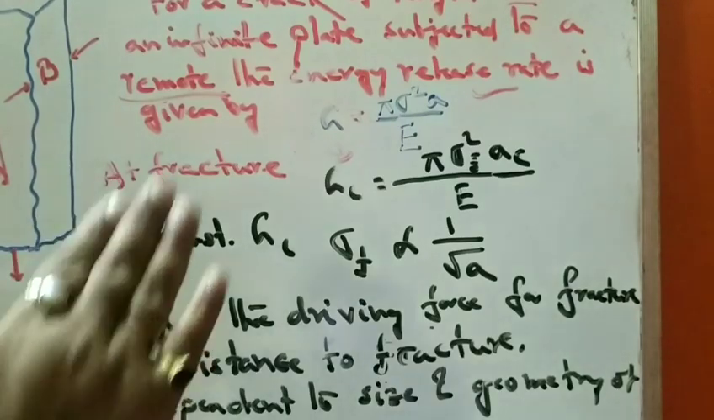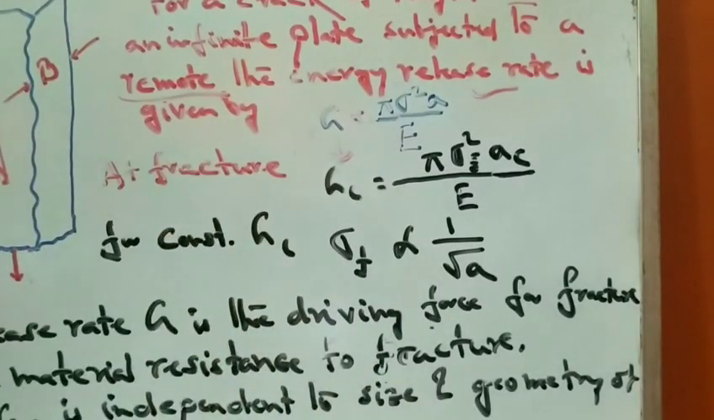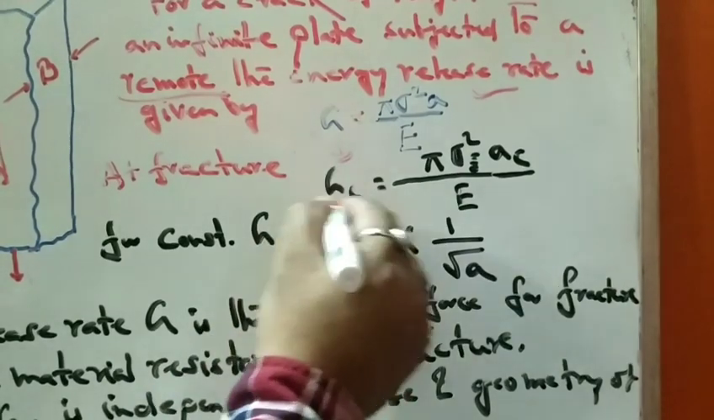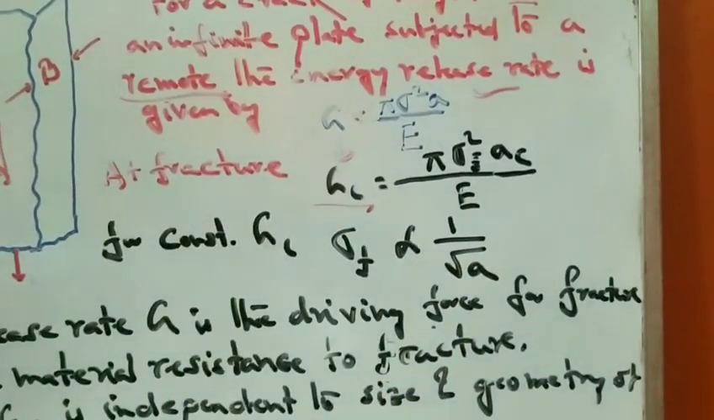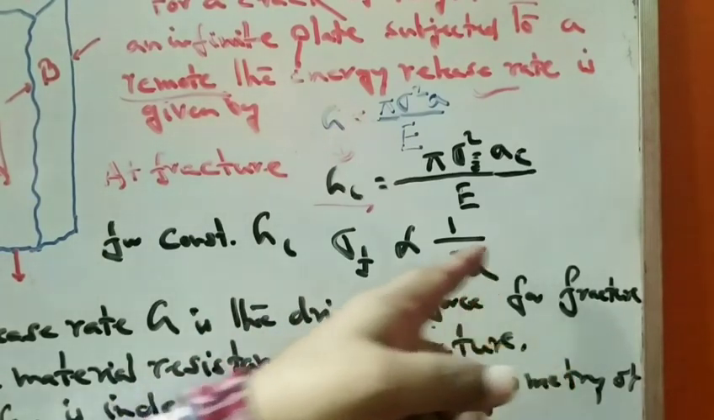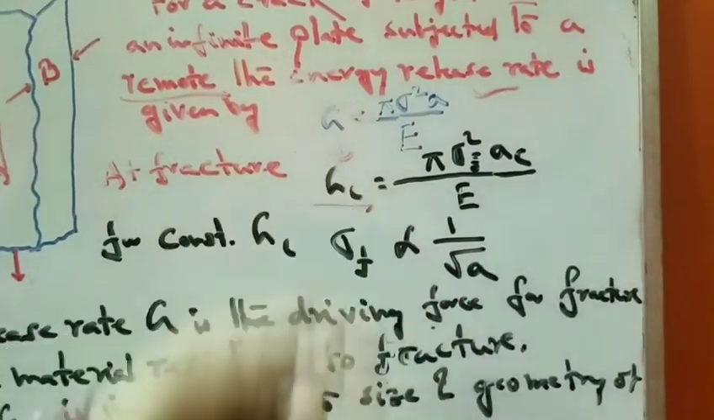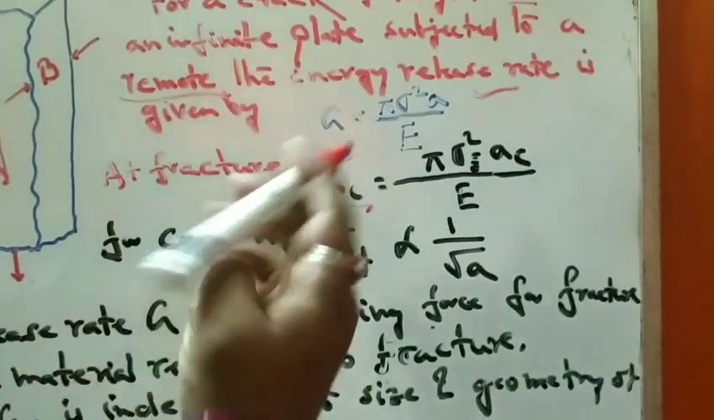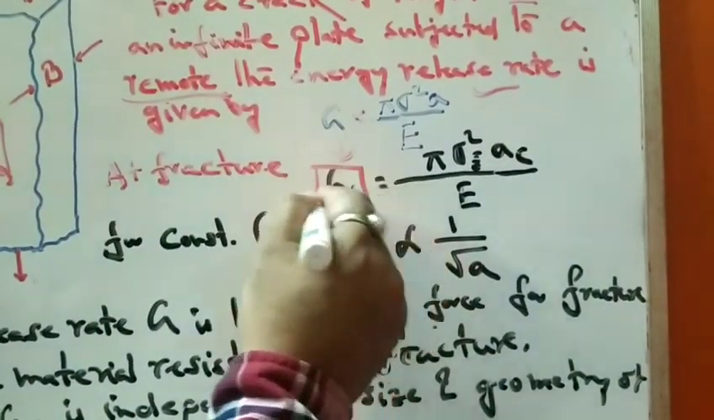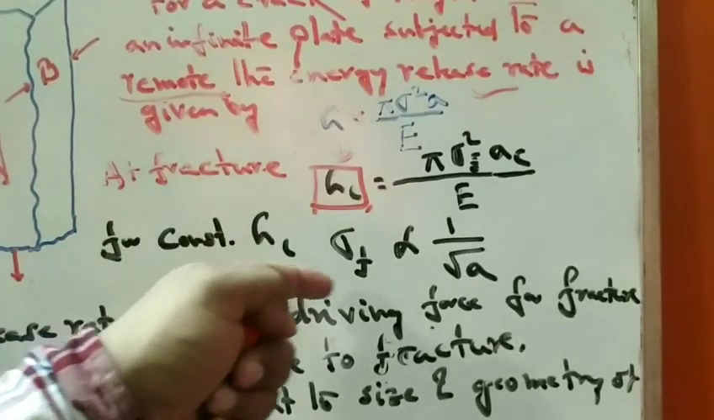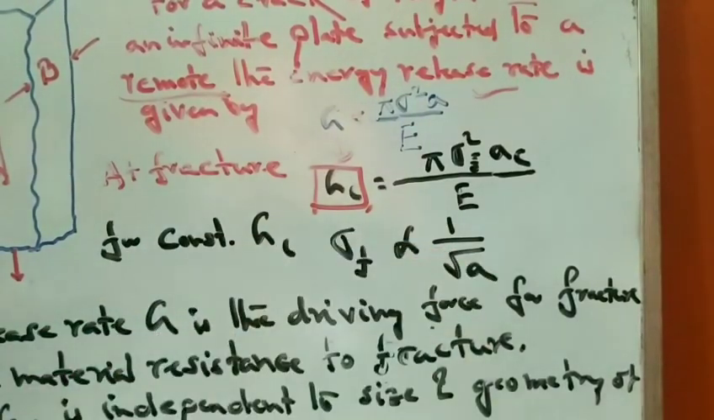So for a constant GC value, when the value of GC remains constant, what happens? Sigma F becomes proportional to 1 by root A. That is, the fracture stress is proportional to 1 by root A of the crack. If this becomes a constant property, sigma F becomes proportional to 1 by root A.